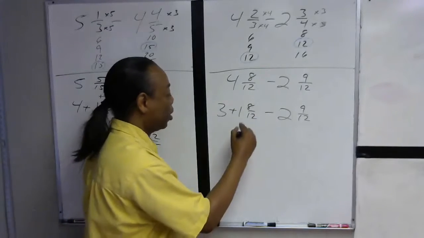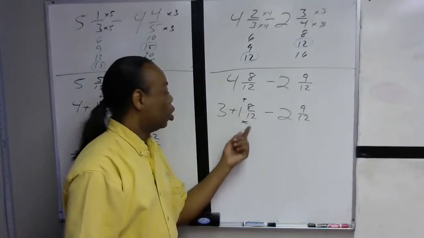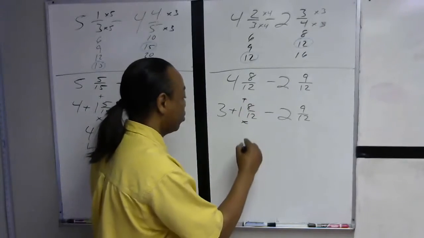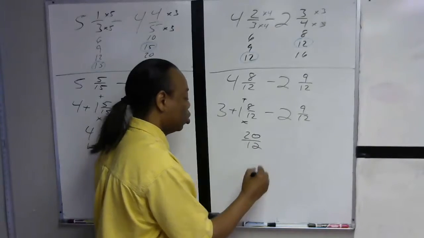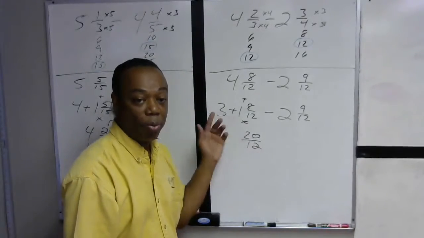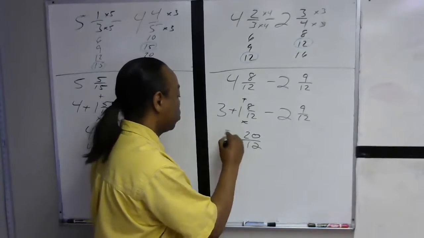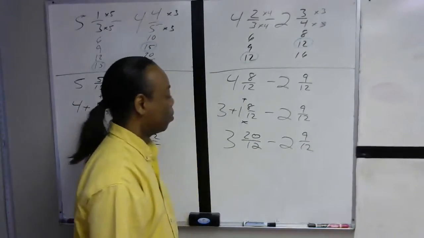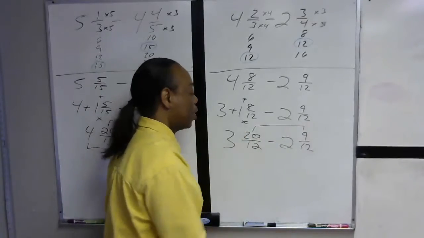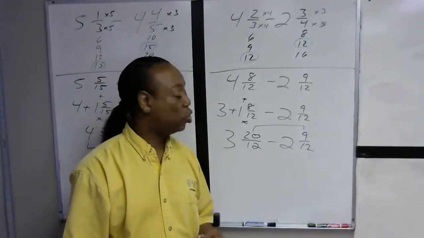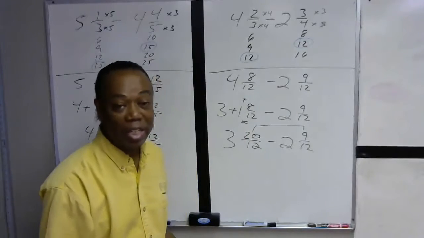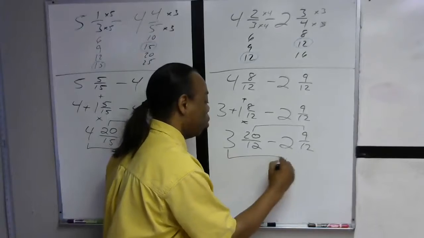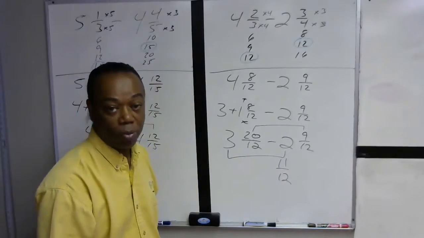I'm going to combine these right here to make this an improper fraction. So we're going to multiply here and add there. 12 times 1 is 12, plus 8 more makes 20. So we have 20 over 12. Now we bring down the other numbers. 3 minus 2 and 9 12ths. Okay. Now I can subtract my fractions. 20 12ths minus 9 12ths will leave 11 12ths. And the whole numbers, 3 take away 2 will leave 1.